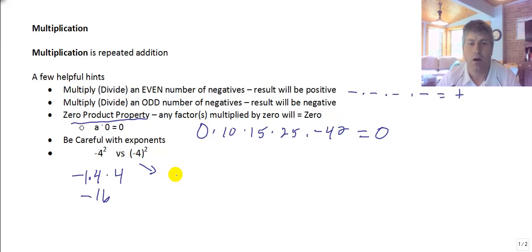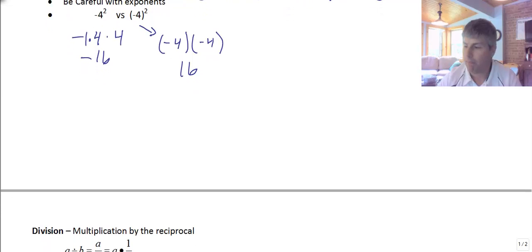Versus this one, negative 4 squared, well, that's negative 4 times negative 4. I have a negative times a negative. I have an even number of negatives here, and I get positive 16. So be careful with that kind of thing.